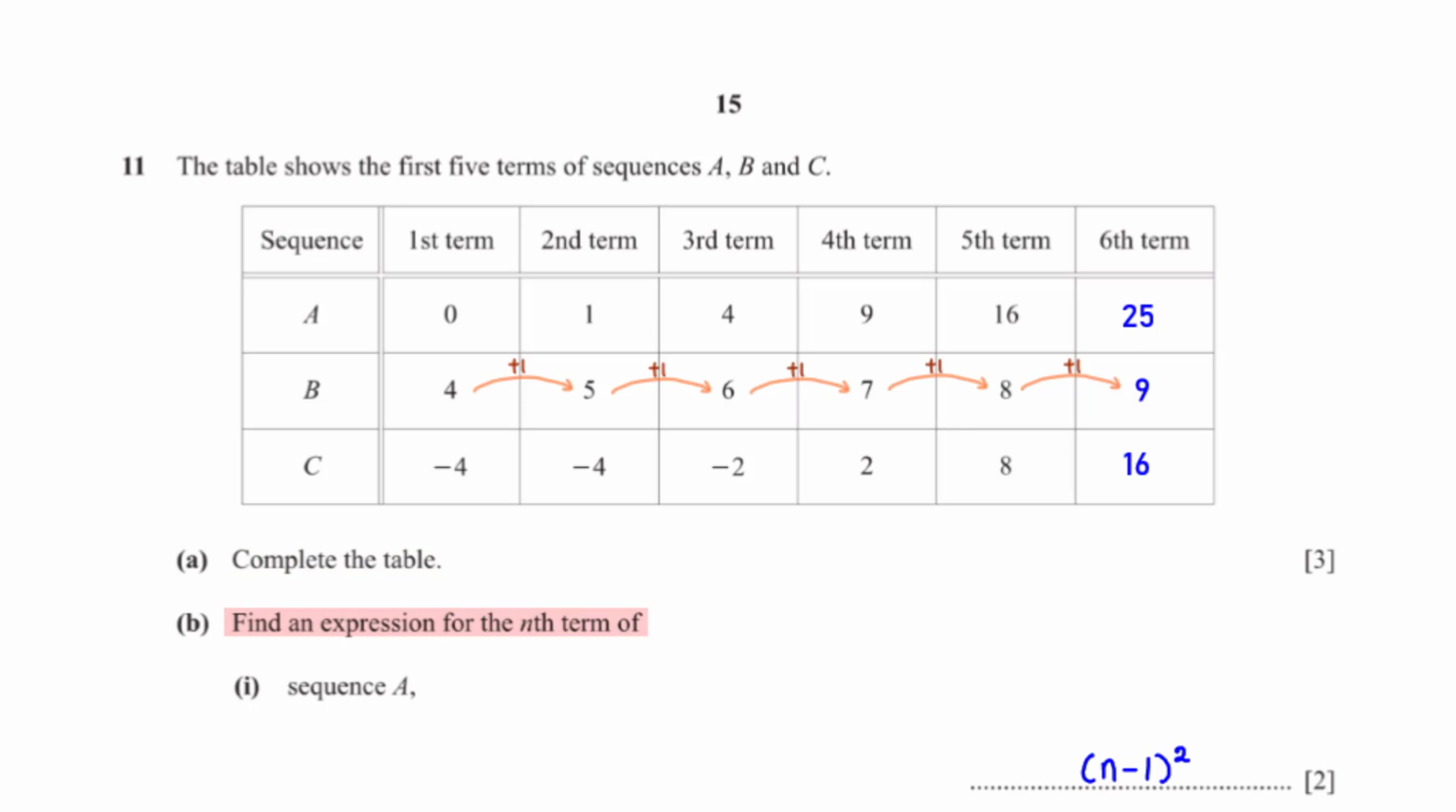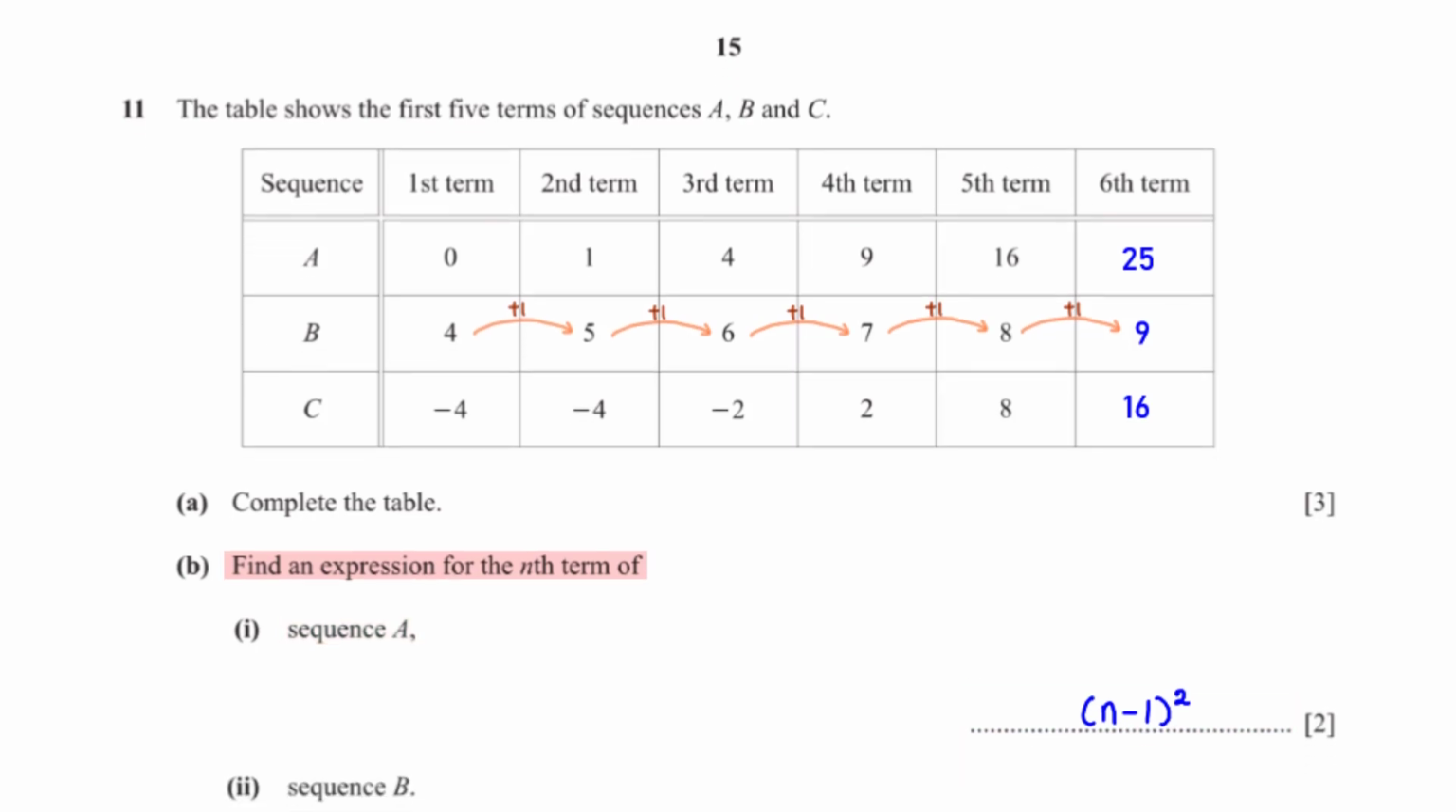Find an expression for the nth term of sequence A. We can use the quadratic sequence formula to get the nth term, or we can skip that because the pattern is straightforward. The nth term is n minus 1 squared.